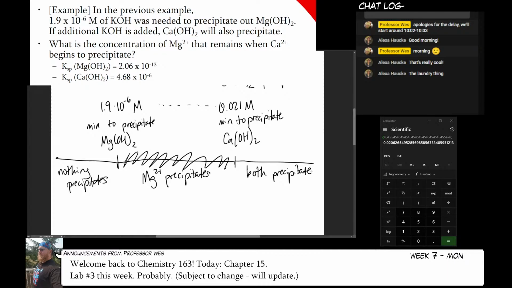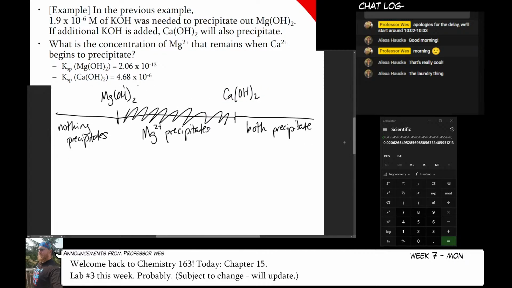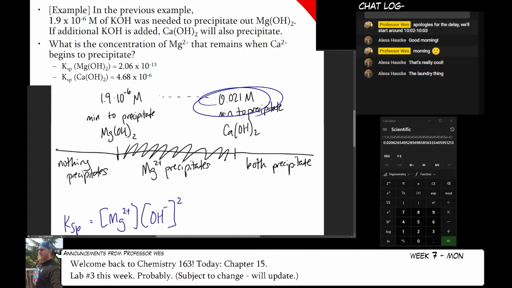How much magnesium is left when the calcium begins to precipitate? Well, we do know that this is the amount of hydroxide that is necessary to make our calcium precipitate. So what we're going to do is go down here and say this, because we had this expression for KSP on the previous problem, right? And I know what hydroxide is. It's just this number right here, so I'm just going to plug it in. And I know what KSP is, so we can figure out what magnesium is.